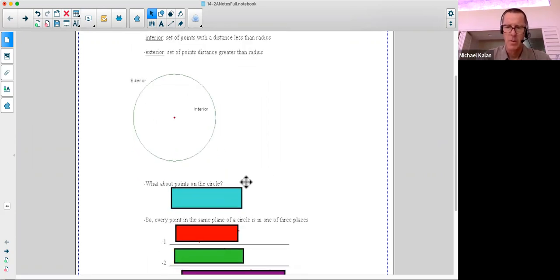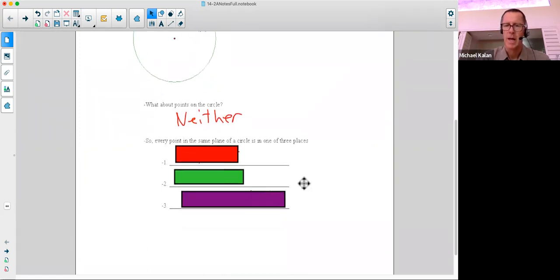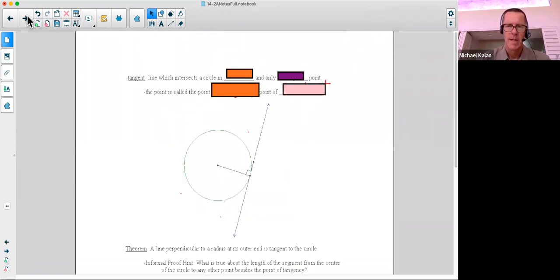Okay, so what about the points on the circle? Neither the interior nor the exterior. They're on the circle. So where are the three places that a point can be? You got it: the interior, the exterior, on the circle. Lovely.